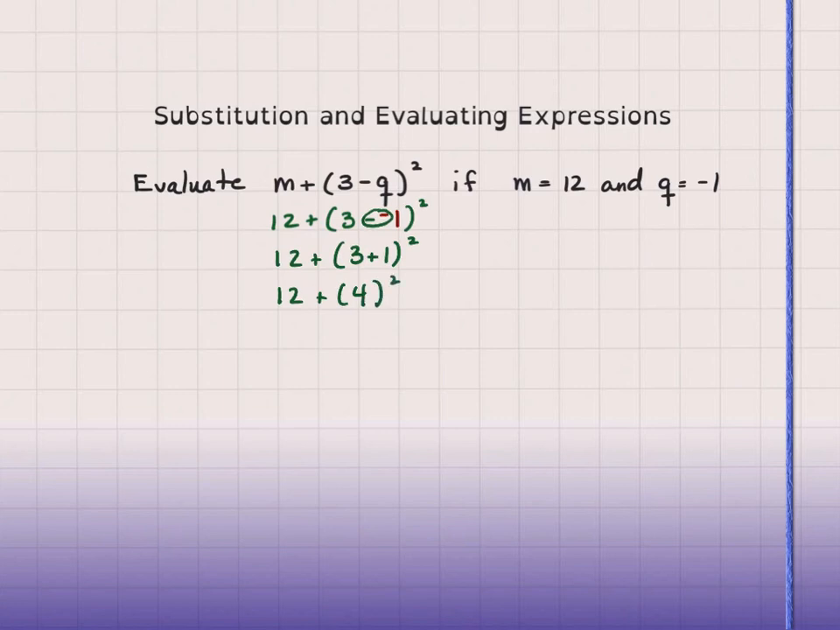Now remember PEMDAS, so I've done what's inside the parentheses. Now I have to take care of the E, the exponent. So right here I've got to square this 4. 4 times 4 is 16. And then I do my final addition, which is 28. Again, we get that nice triangular pattern as we reduce our expression down to its final and simplest result.